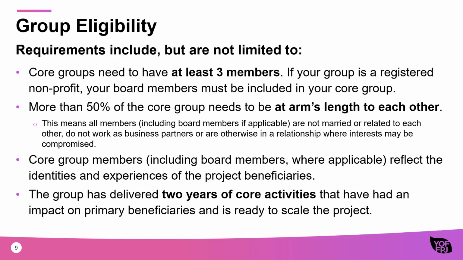Core group members, including board members where applicable, reflect the identities and experiences of the project beneficiaries. Additionally, the group needs to have had delivered at least 2 years of core activities that have had an impact on primary beneficiaries. The group needs to demonstrate a readiness to scale the project. This list includes some requirements, but not all. So please review our website for the entire list of eligibility requirements.